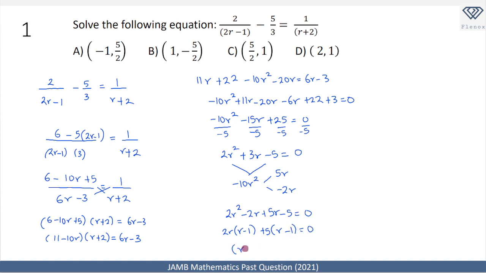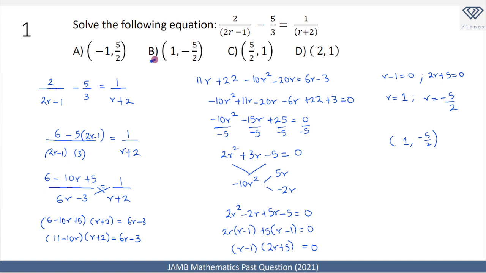Then that solves down to be r minus 1 and what? 2r plus 5 is equal to 0. Now I can solve it in individual terms. So the first term becomes r minus 1 is equal to 0, and 2r plus 5 is equal to 0. So r can be equal to 1, or r in this case will be equal to, when I bring this 5 over to the other side, it's going to be minus 5, and if I divide by 2 over 2. So r is either 1 or minus 5 over 2. And that makes option B the correct option.